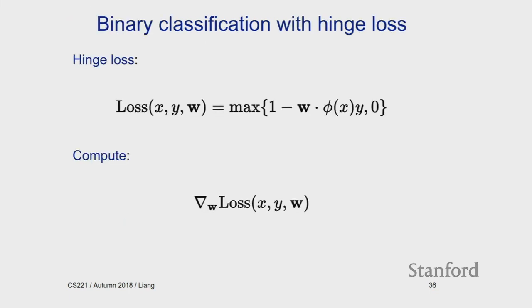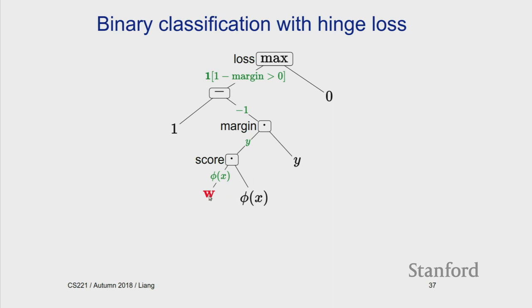Okay, so let's do this example for binary classification with hinge loss. Remember, this is the loss, and we did this last lecture, but here's what it looks like in computational graph form. This function is w dot phi of x, that's the score, times y, that gives you the margin. And this is 1 minus the margin. You max it with 0, and that gives you the hinge loss. Now you can apply all of these rules, and you say, okay, well, the max of these arbitrary 2 things.